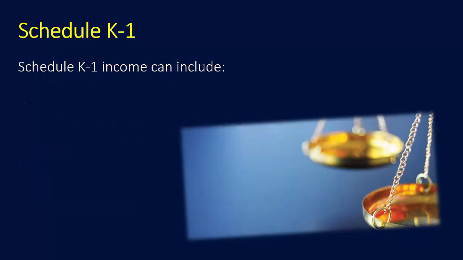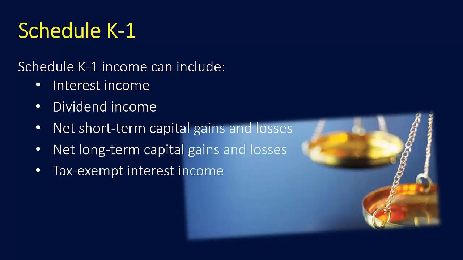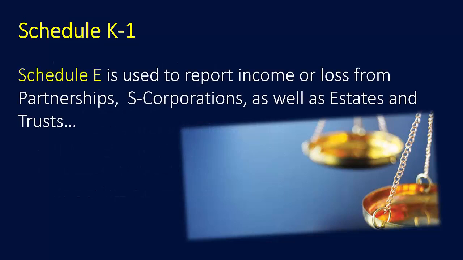Now, as we saw from the example of the K1 just a few moments ago, Schedule K1 income can include interest income, dividend income, net short-term capital gains and losses, net long-term capital gains and losses, tax-exempt interest income, and royalty income. Schedule E is used to report income or loss from these partnerships, S corporations, as well as estates and trusts.